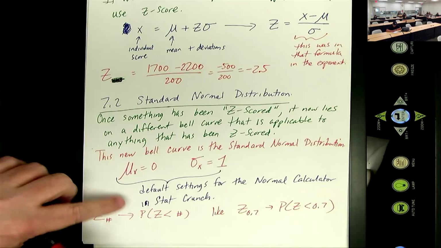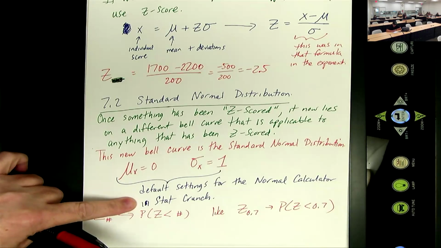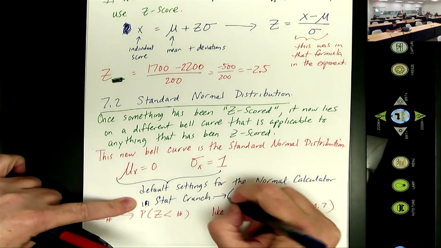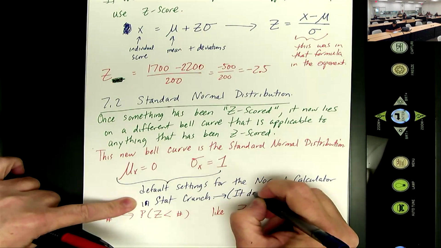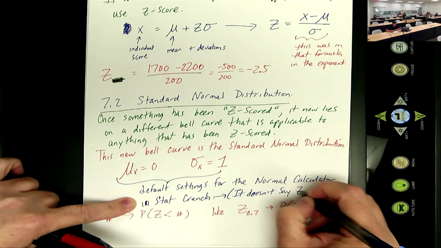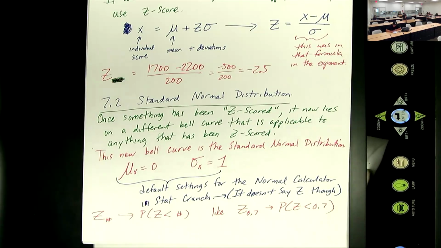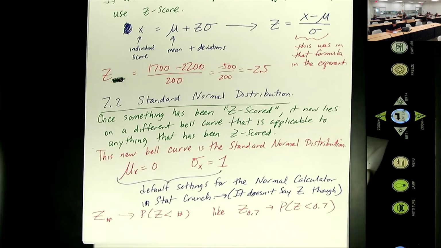I think I'm gonna add a little bit more to this comment here: default settings for the normal calculator in StatCrunch. It doesn't say Z though. It still says X. So you're just gonna have to deal with that. You have to know if it's 0 and 1, it's Z and not X.